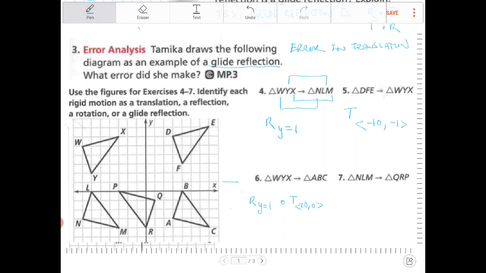see it is if I connect these things, because NLM and QRP, if you notice, QRP is clockwise, NLM is counterclockwise. So that means there has to be a rotation involved here. I mean, not a rotation, a reflection involved. And if you look at this, M corresponds with P, L corresponds with R. You see what I'm getting at? And N corresponds with Q.